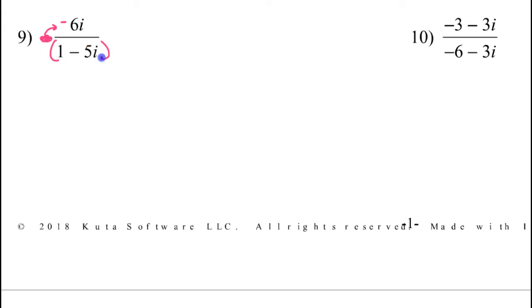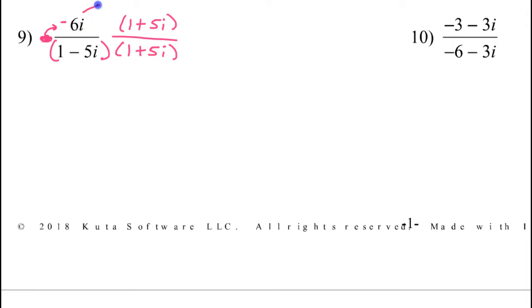Now, when you have a binomial, what you want to do is multiply by the conjugate. So the conjugate is where you just change the second sign. So I'm going to keep the positive 1, but instead of minus 5i, I'm going to put plus 5i. So we're only changing the sign on the imaginary term. Now, we have to multiply by the same thing in the numerator. So I'm going to multiply by 1 plus 5i over 1 plus 5i.